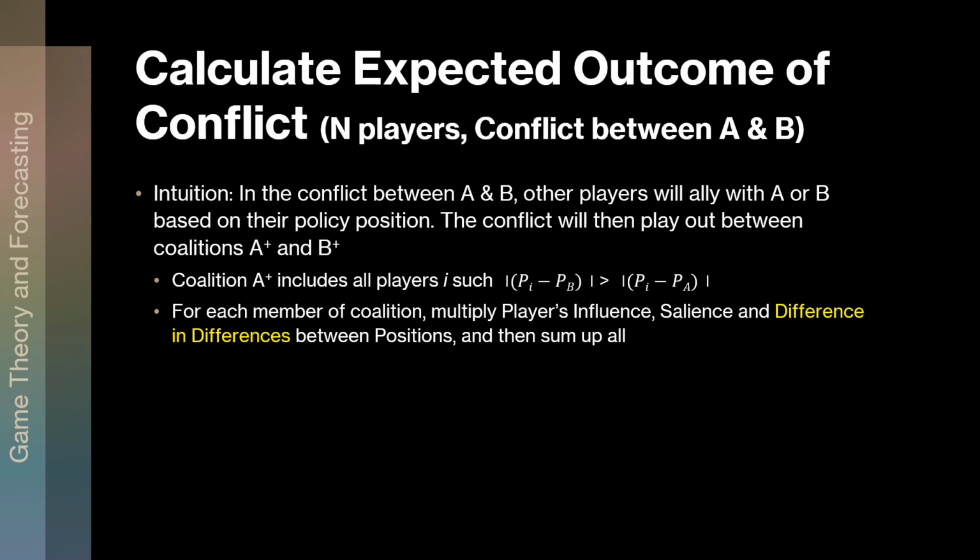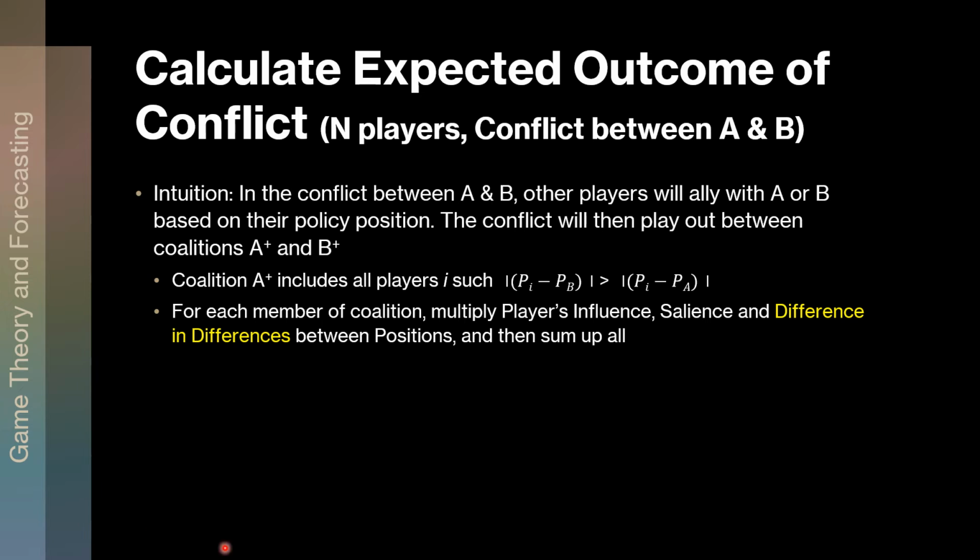So in god-awful math terms, coalition A plus includes all players I such that the absolute value of the difference between I's position and B's position, because it might be higher or lower on the scale, we don't care, all we care about is the distance between the two, is bigger than the absolute value of the difference between I's position and A's position. So basically, if the difference between my position and B is greater than the difference between my position and A, I prefer A's position. They're closer to mine. So I'm going to be part of coalition A plus. Team A plus, baby. And do the same calculation for B.